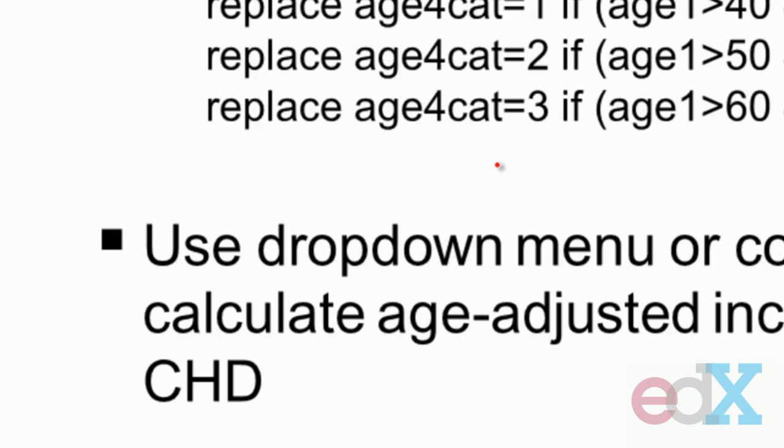And then I'm going to replace that variable with values for someone being less than 40, 40 to 50, 50 to 60, and 60 or older. And I'll use the drop-down menu or the command line to calculate the age-adjusted incidence rate ratio of CHD. So now let's go back to STATA and we'll type in the commands that I have here on the screen, and we'll see whether or not there was confounding by age in our study.